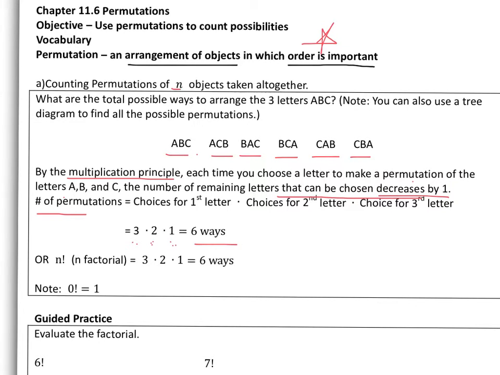Or we can express this as n factorial. 3 times 2 times 1, 6 ways. And also note that 0 factorial equals 1.